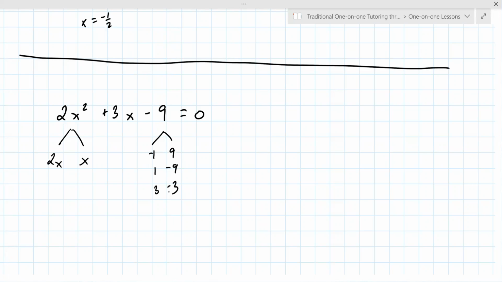All right, sorry about that. Yeah. So this one is more involved because 2x squared, it's 2x and x, but now it's a negative, and this introduces a lot of complexities, but it's either negative 1 times 9, 1 times negative 9, or 3 times negative 3.